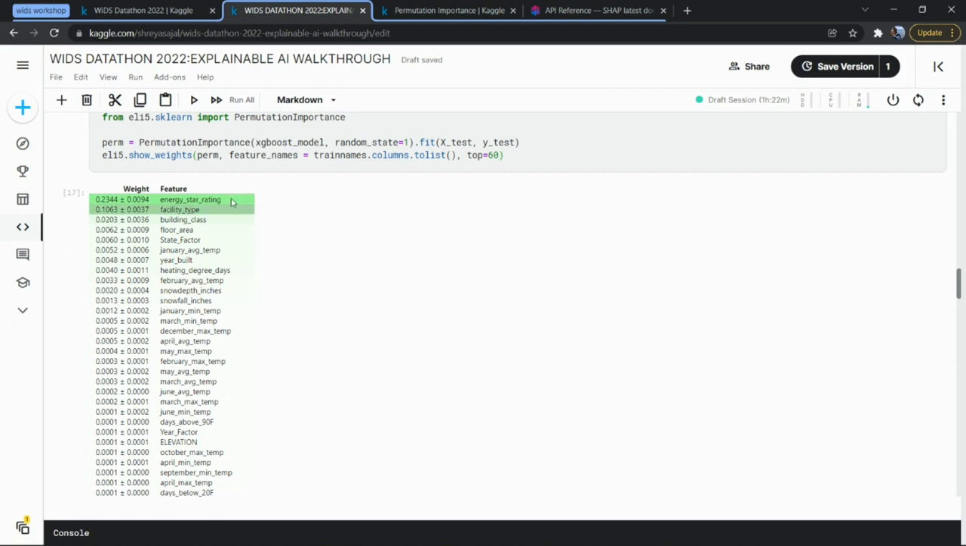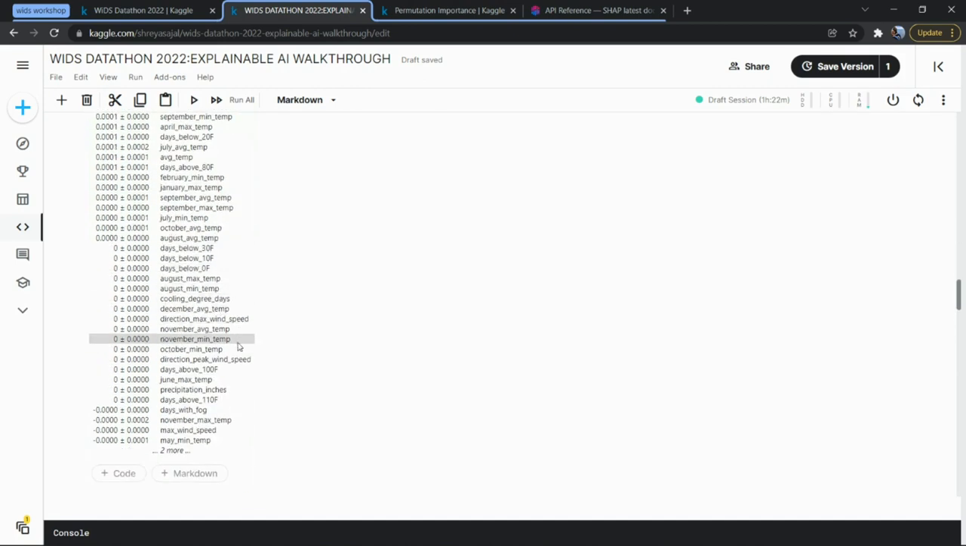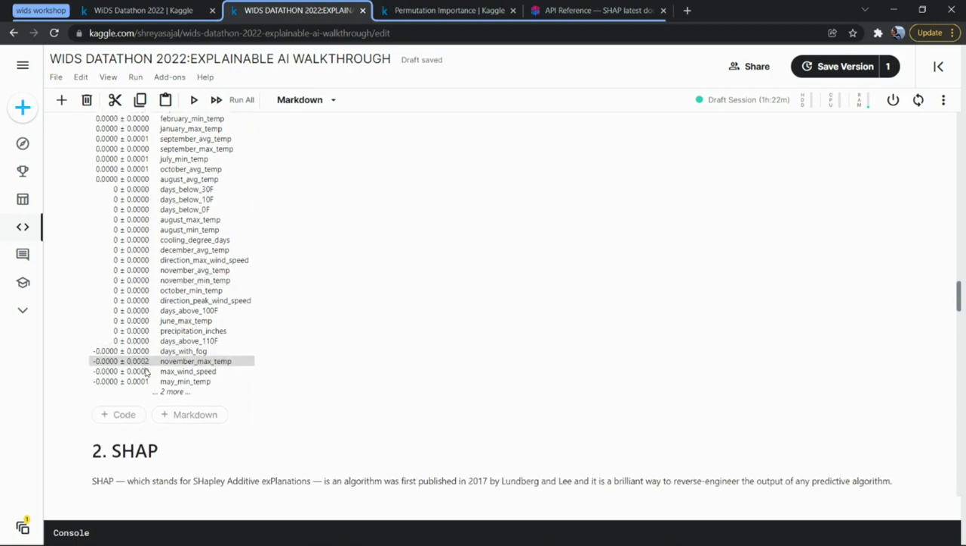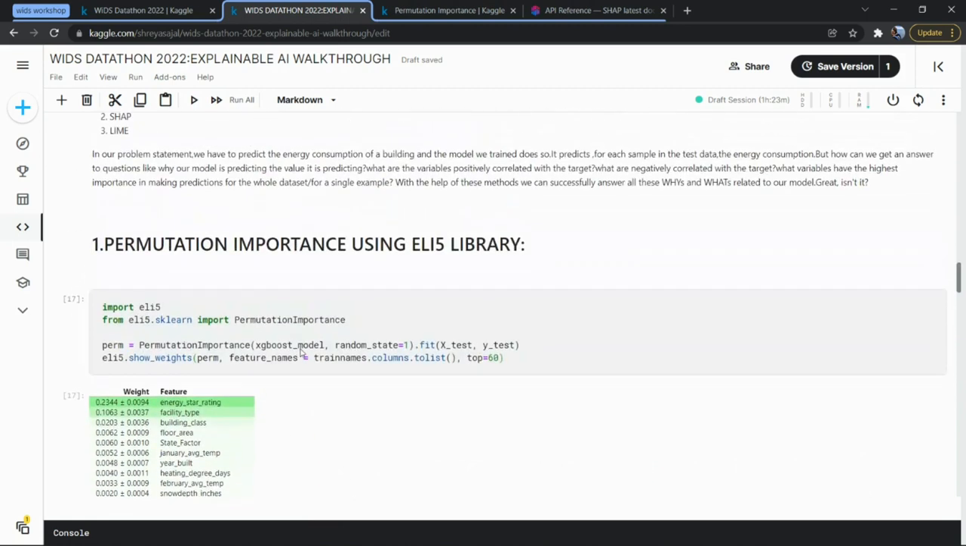That is, when this feature got shuffled, your accuracy was hampered terribly. And after that, you see the zero ones, that is, shuffling those features didn't have any impact. And you have some negative ones as well. But like I told you earlier, it is more in the case of smaller data sets because there is more room for luck and chance over there, so the accuracy on shuffling increases and the loss is decreasing. So this is what permutation importance was all about.